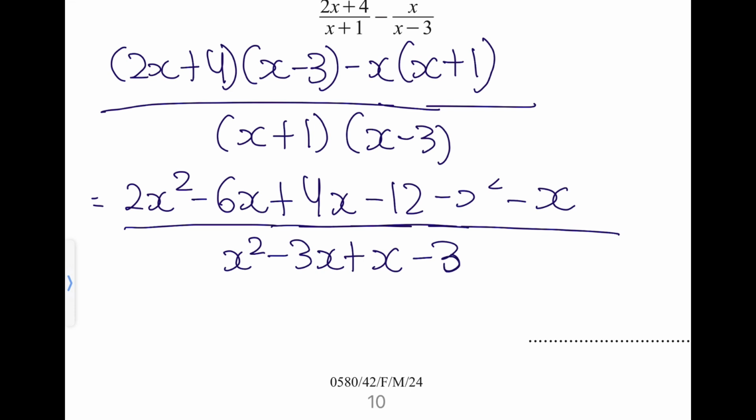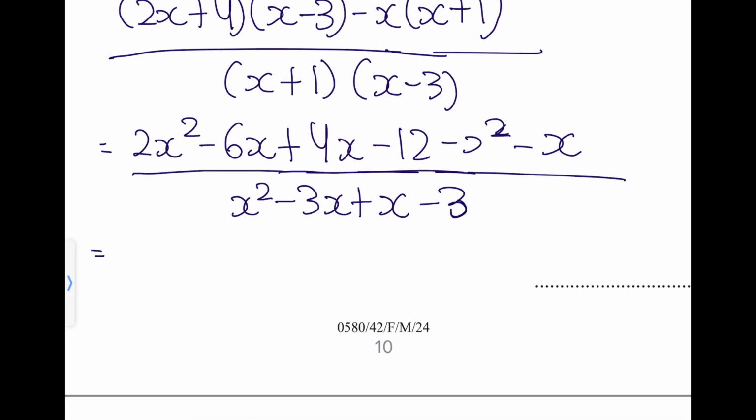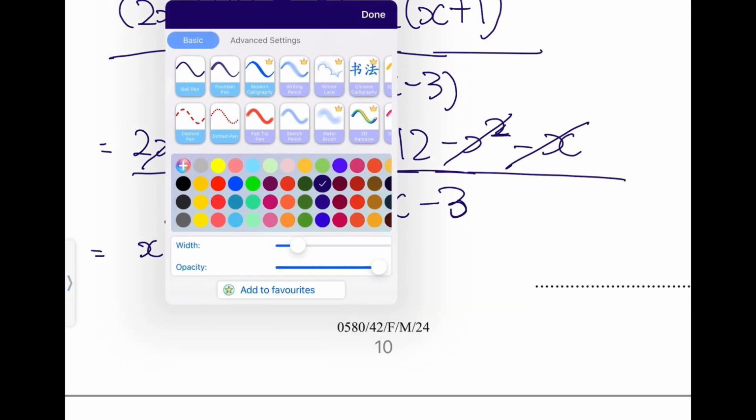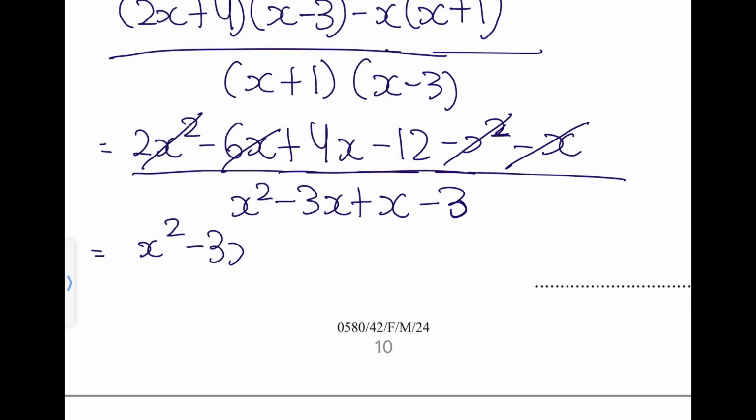Okay, that seems confusing. So negative x squared, negative x. Then it's going to be 2x squared minus x squared, which would be just x squared, negative 6x minus x, which would be negative 7x, plus 4x. Negative 7 plus 4 is negative 3x, negative 12, divided by the bottom x squared minus 3x plus x, negative 3, which is x squared minus 2x minus 3.